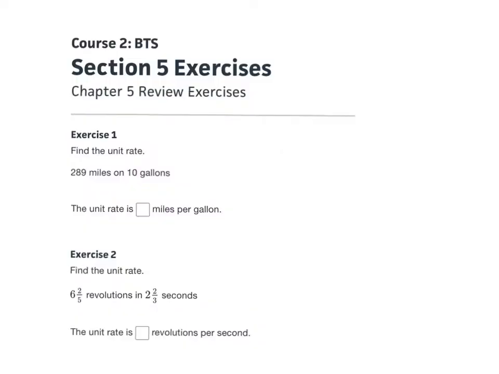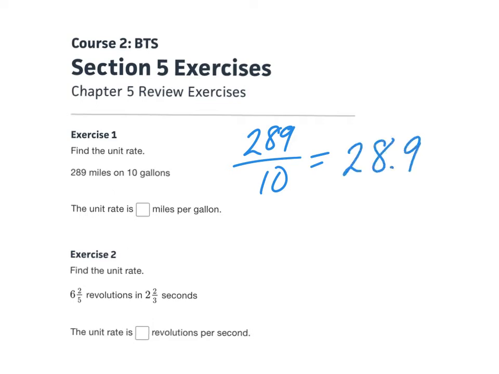All right, on to our problems. So, number one, find the unit rate. We have $289 for 10 gallons of gas. So we would be taking 289 divided by 10. When we work that out, you can use your calculator for any of these. Might not need it on this one. We get 28.9 miles per gallon.